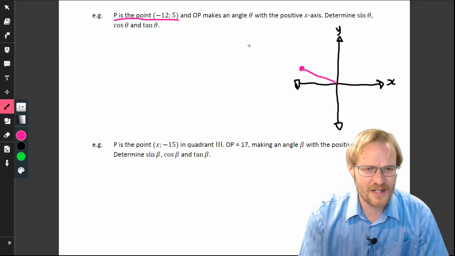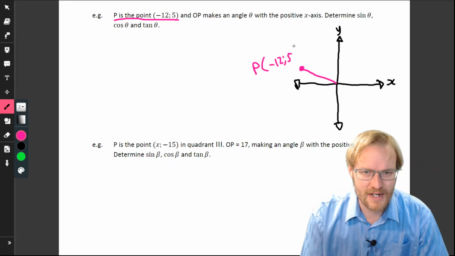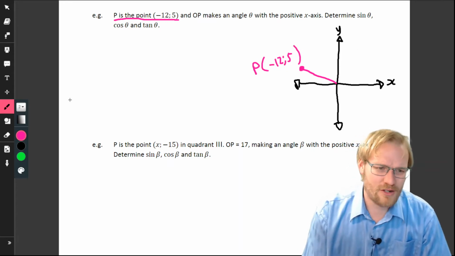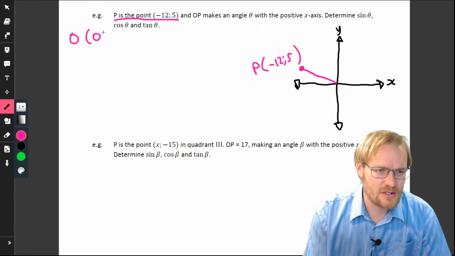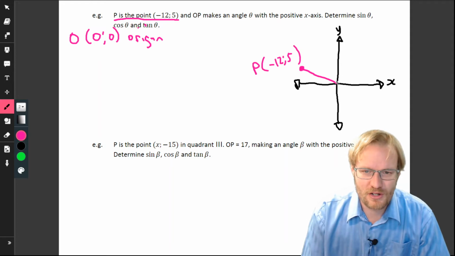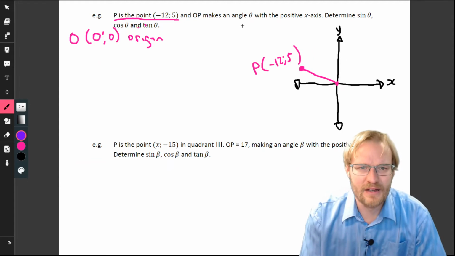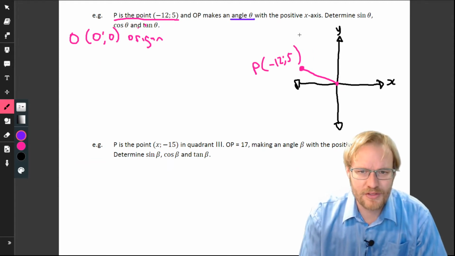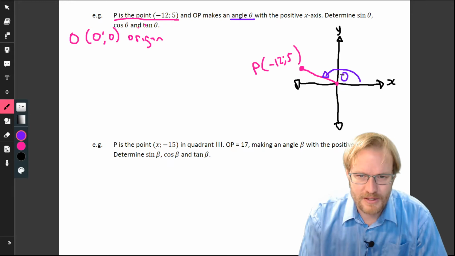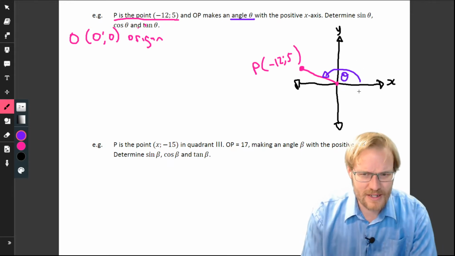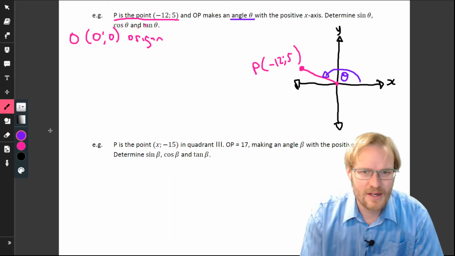OP. Now you might be asking, I know that this is point P, and let's label it minus 12, 5. Where's point O? By convention, O is the point 0, 0. It's the origin. So there's the origin there, O. Okay, and it says that it makes an angle theta. So this angle here is theta, they're saying. I'm going to put it inside. Okay, so it's kind of how we expect it. There's theta. It fits in with the other diagrams.